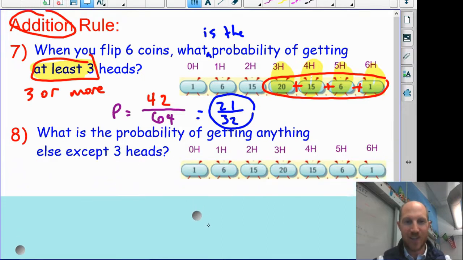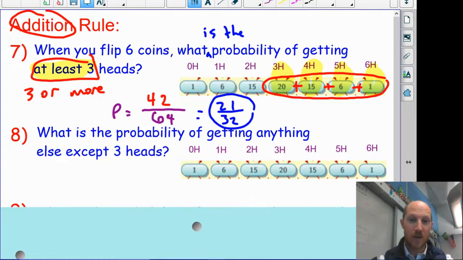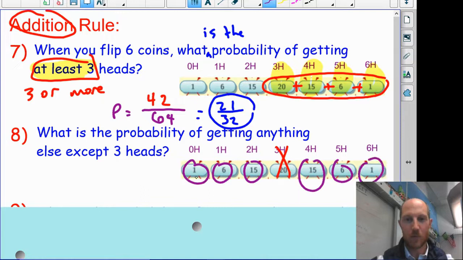What's the probability of getting anything else except 3 heads? All right, well, we can do the same thing. So what's the probability of getting anything at all? Well, that'd be 100%, right? 64 out of 64, but that's not what it says. What's the probability of getting anything at all except not 3 heads? There's a couple of ways you could do this, right? One option, we'll just do straight addition. So not this one. We'll just add up all of these. 1 plus 6 plus 15 plus another 15 plus 6 plus 1. That's going to be our numerator. Put that out of 64.